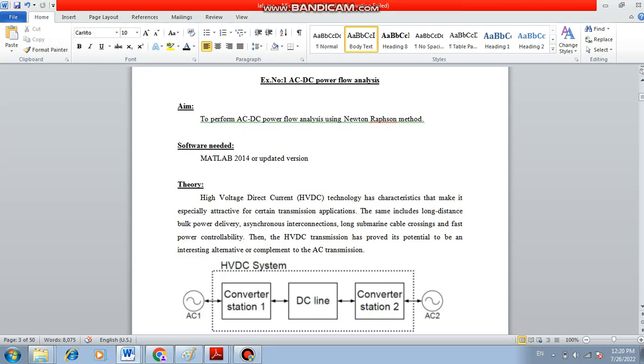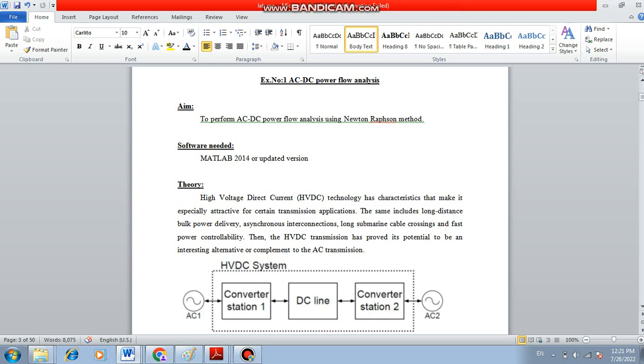Today we are going to see the experiment of Power System Laboratory 2 for ME Power System Engineering students. This is experiment number 1, AC to DC power flow analysis. The aim of the experiment is to perform AC to DC power flow analysis.